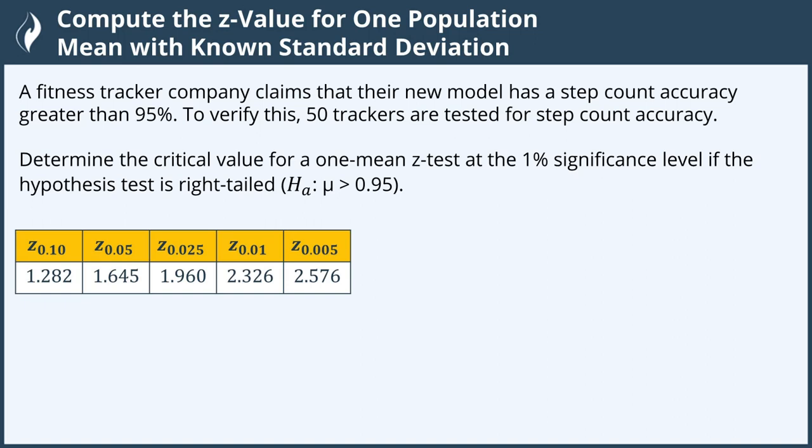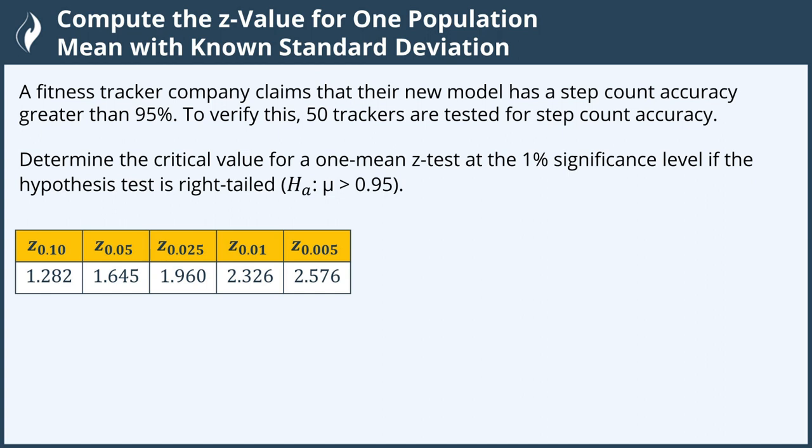Hi everyone! In this video, we will compute the z-value for one population mean with a known standard deviation. A fitness tracker company claims that their new model has a step count accuracy greater than 95%. To verify this, 50 trackers are tested for step count accuracy.